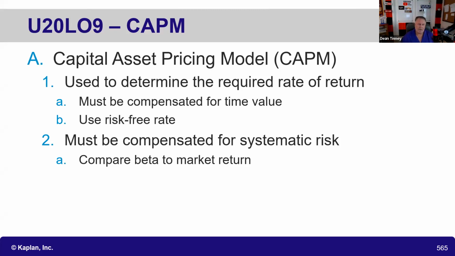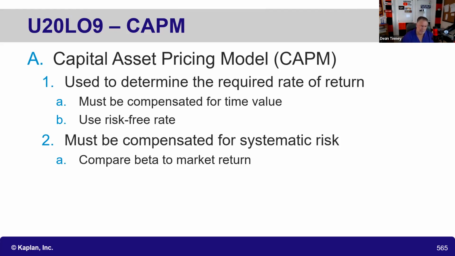Okay, so I'm knocking out the capital asset pricing model first. It's used to determine the required rate of return. So that alone could be a definitional test question: which of the following is used to determine the required rate of return? Sometimes they use the words expected rate of return rather than required rate of return. The idea here is you have to be compensated for the time value. Now, the risk-free rate of return is also a test issue, and it's whatever you want to use to do the math. So be careful.